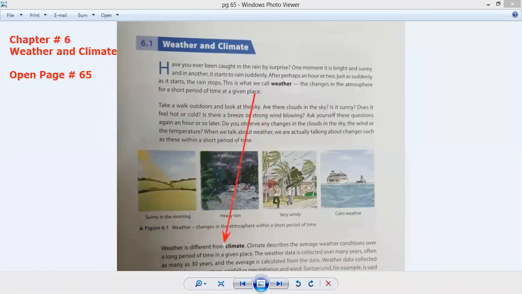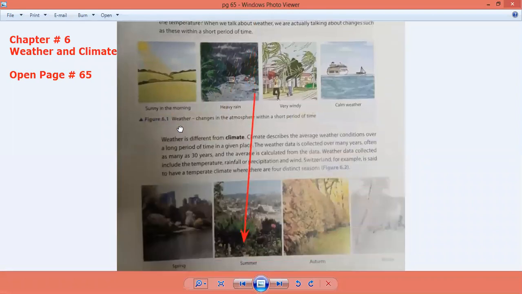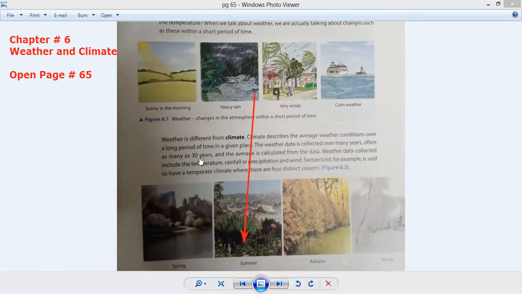Now, weather is different from climate. Weather and climate are two different things. We know that very well. Weather is a thing which stays there for a short period of time. Why are we saying a short period? Because it is mentioned: changes in the atmosphere within a short period of time. The things which stay in the atmosphere for a short period are weather. So weather is different from climate.